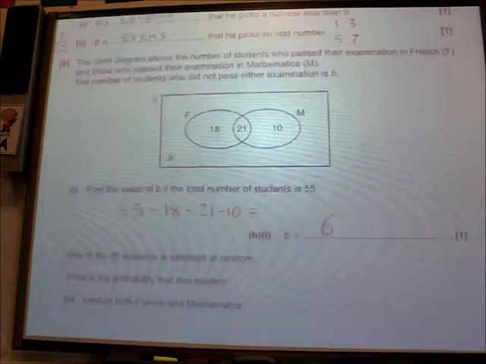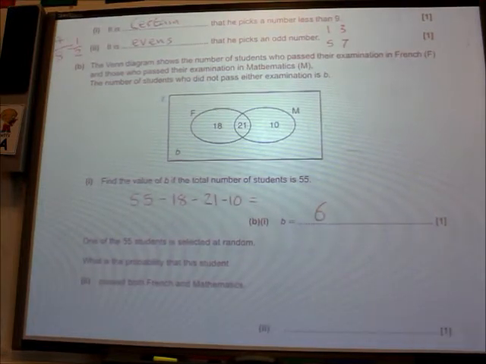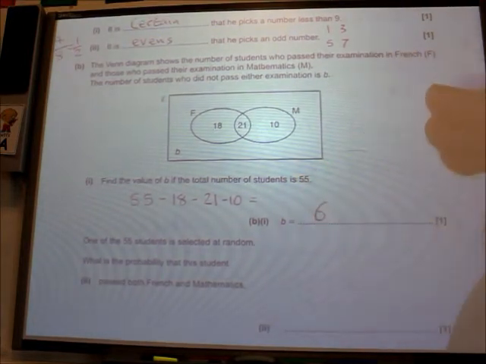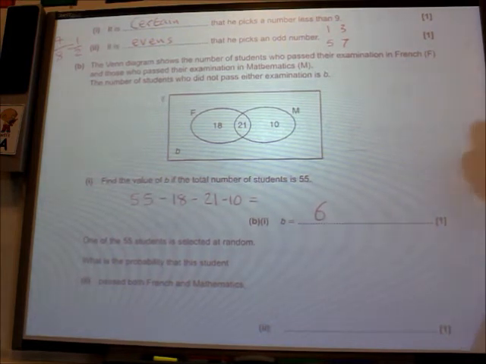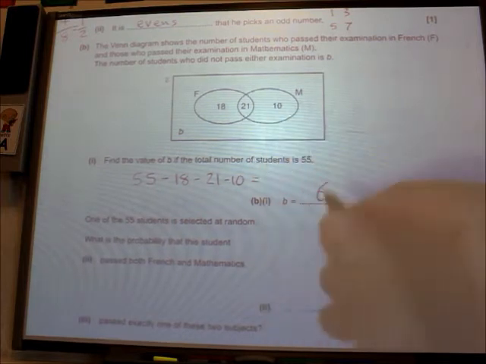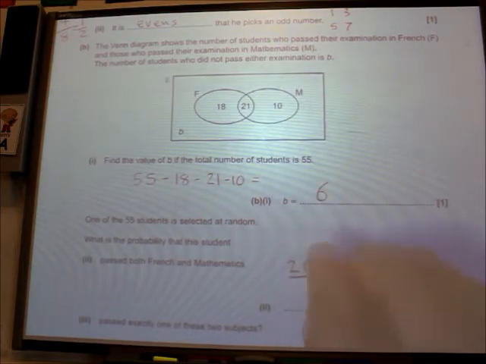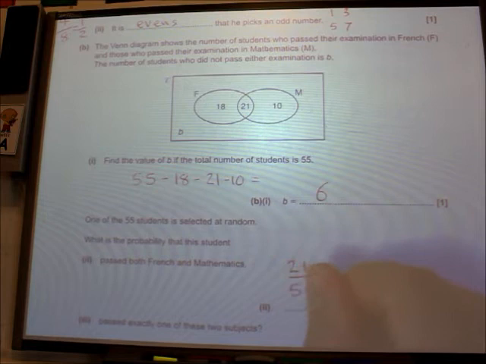The next one, one of the 55 students is selected at random. What's the probability that this student has passed both? Well, there's 21 of them has passed both, so it's 21 out of the whole lot, which is 55.